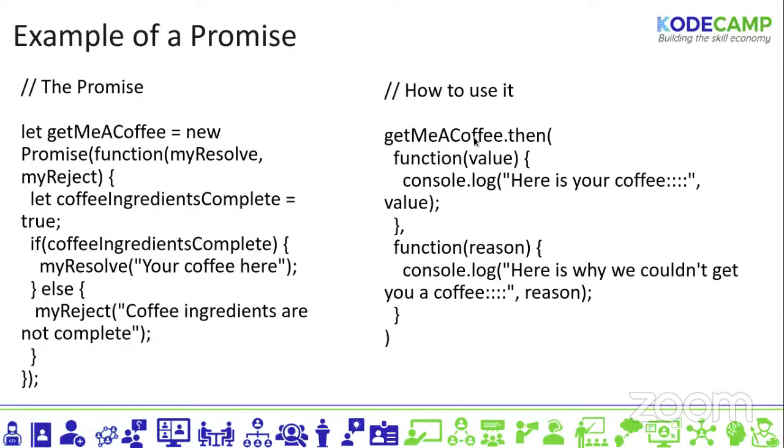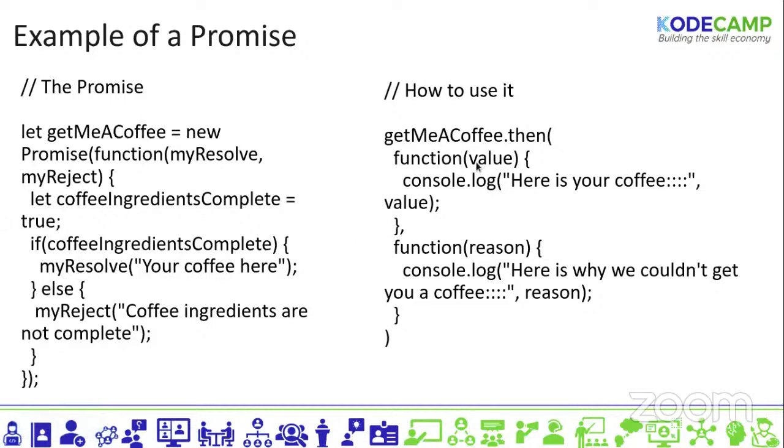And this is how you use it. You say, getMeACoffee dot then. This is how you write using promises. Then this then is going to pass in two arguments, the resolve and reject. So if you notice, we are passing two functions in here. This first function is going to handle the value when it is resolved, when the promise is actually fulfilled.